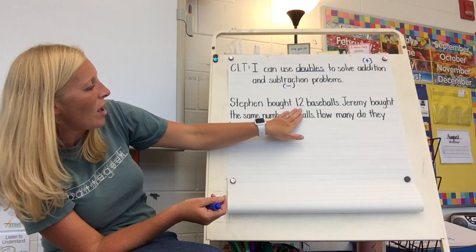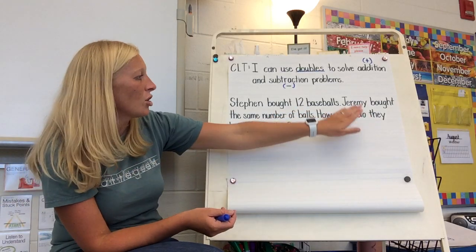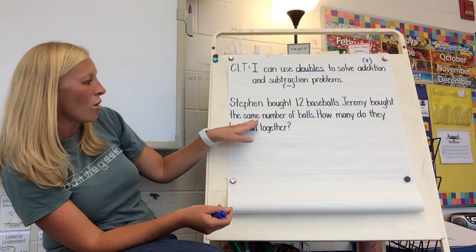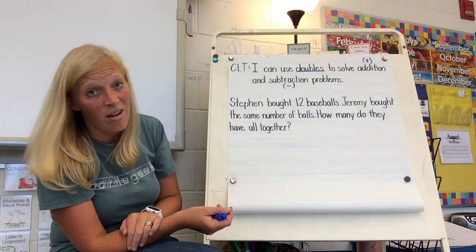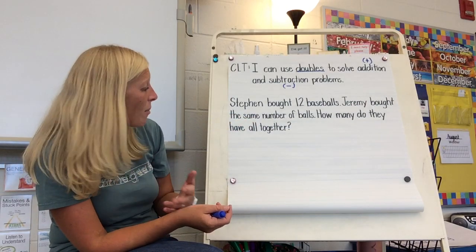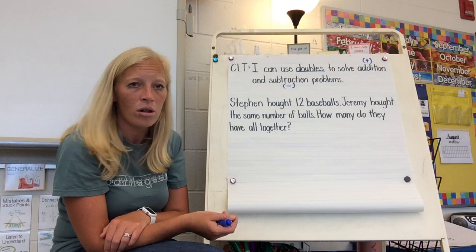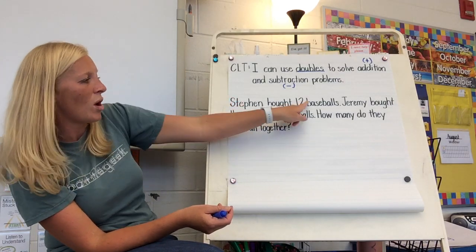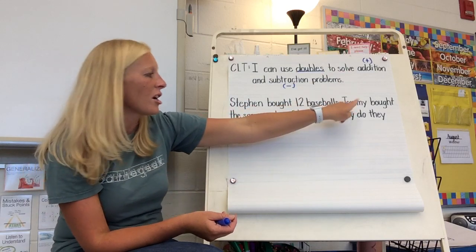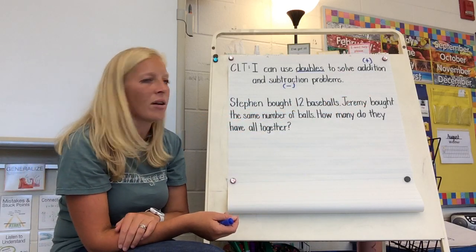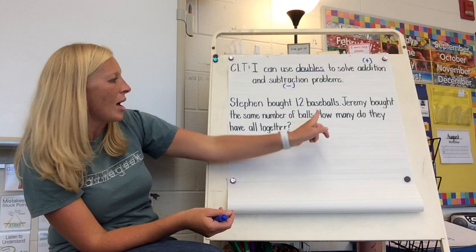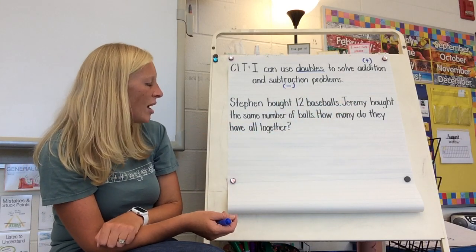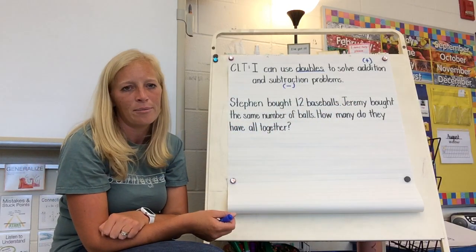Stephen bought 12 baseballs. Jeremy bought some more. They bought the same number of baseballs. How many do they have all together? One more time. Stephen bought 12 baseballs. Jeremy bought the same number of baseballs. How many baseballs do they have all together?